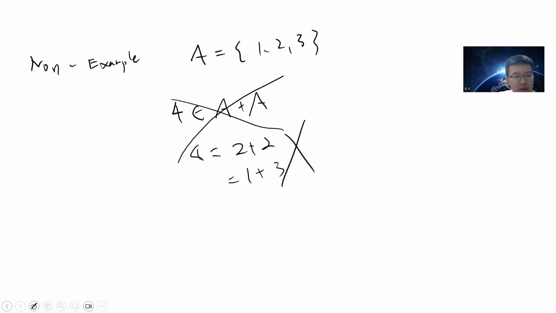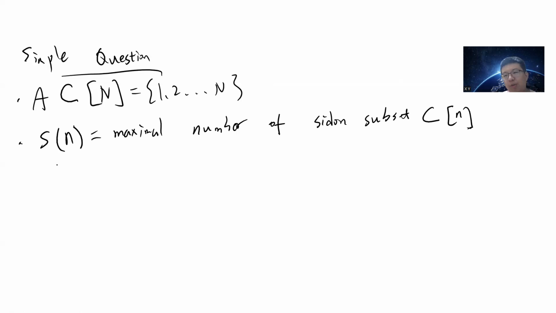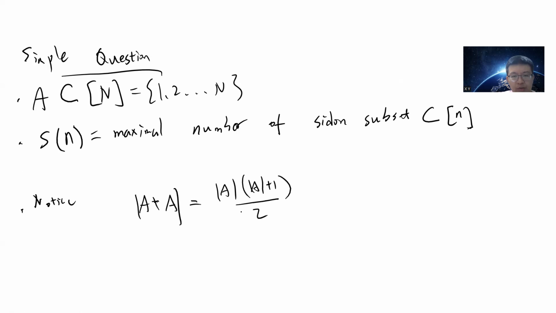So now the question is: what's the upper bound and lower bound of this Sidon set size? It's probably not easy to see. Okay, so let me just write down a notice. Notice that since A is a Sidon set, you can prove that the size of the sum set A plus A is basically |A|(|A|+1)/2. This is simple to prove. You just write down the definition.